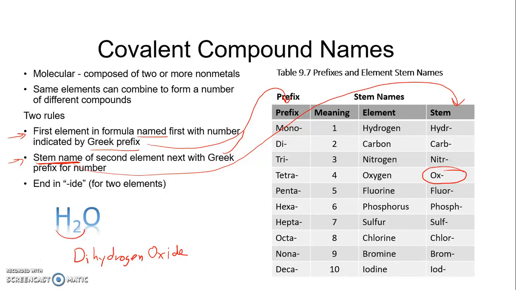Oh, I forgot something here. I apologize. Let me go back because we wanted the Greek prefix number as well. It's 1 oxygen, 1 meaning mono. Oxygen, we use the stem name ox, monox, and then end with ide. Dihydrogen meaning 2 hydrogens, monox meaning 1 oxygen, and then ide being the end of the compound name. So that would be the official name for water, dihydrogen monoxide.